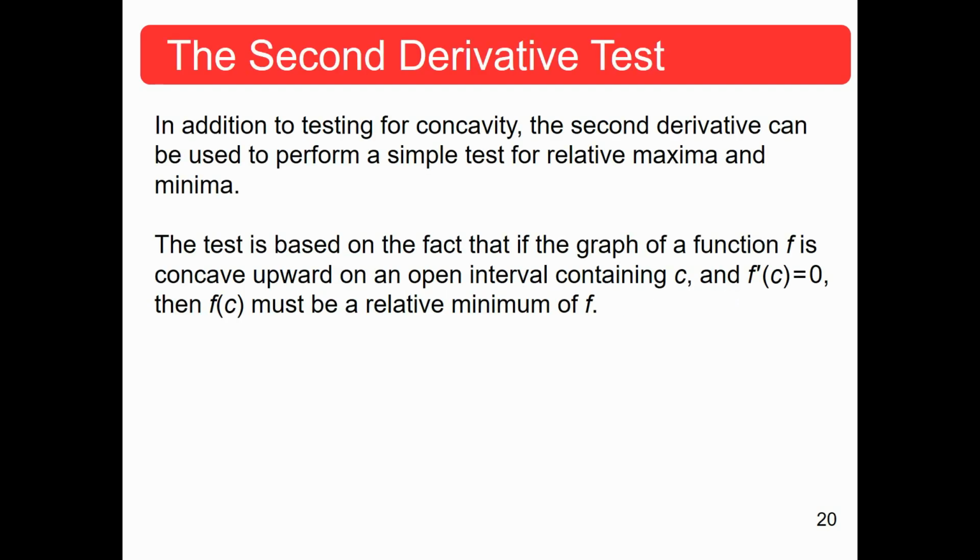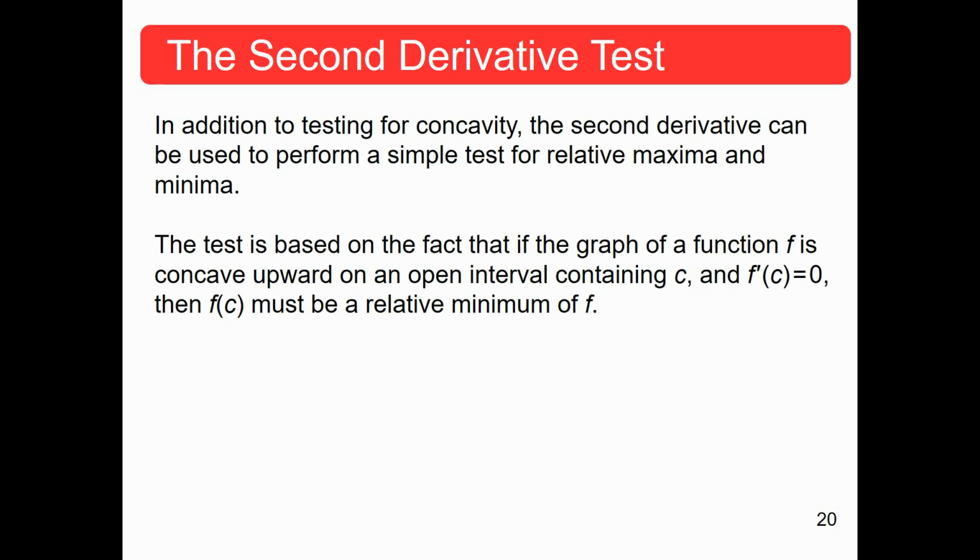This video is the second derivative test. Now, in addition to testing for concavity, we can use the second derivative to test for relative maximum or minimum. Doesn't happen very often. There's really no point in doing it. I'm not going to lie to you. The first derivative test is perfect for doing this, but we can use the second derivative test to do it.